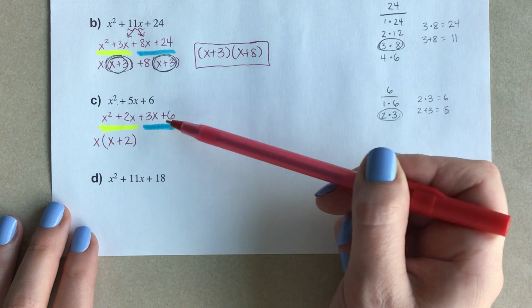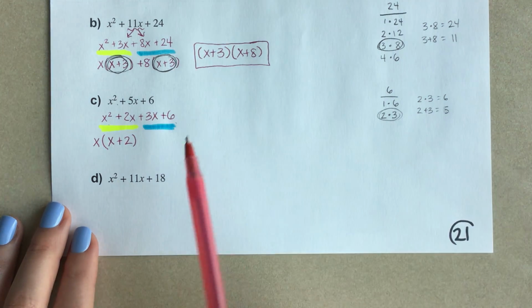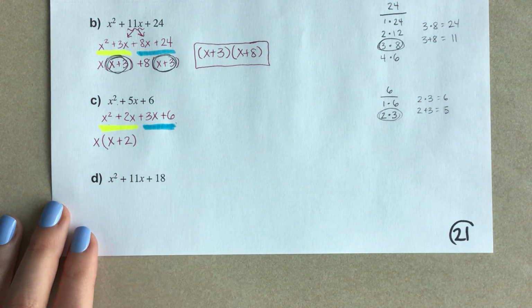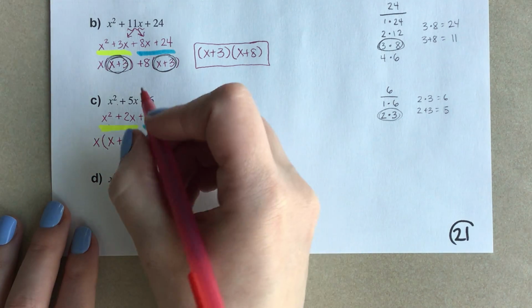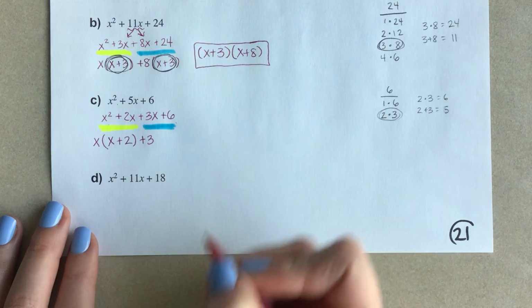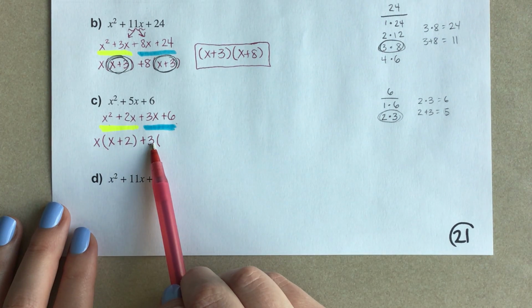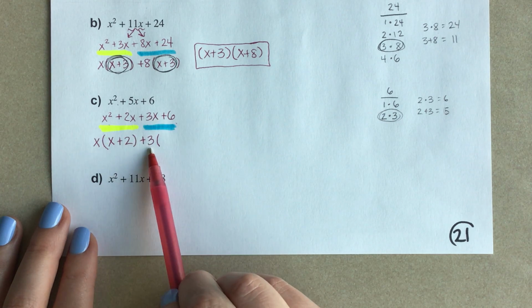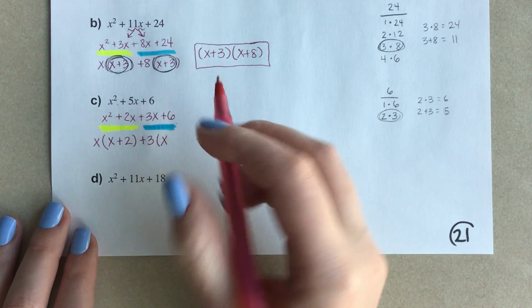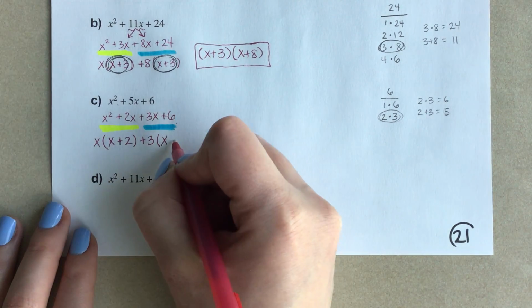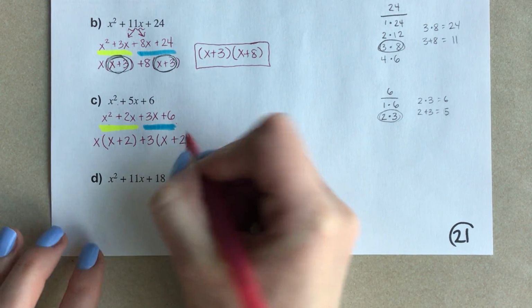Now you're going to find the GCF of the part underlined in blue. So I've got 3x plus 6. What's the largest thing that I can pull out of both 3x and 6? Well, I can pull a 3 out. So now what happens when I divide that 3 out? 3x divided by 3 is x. 6 divided by 3 is 2. So I've got plus 2.